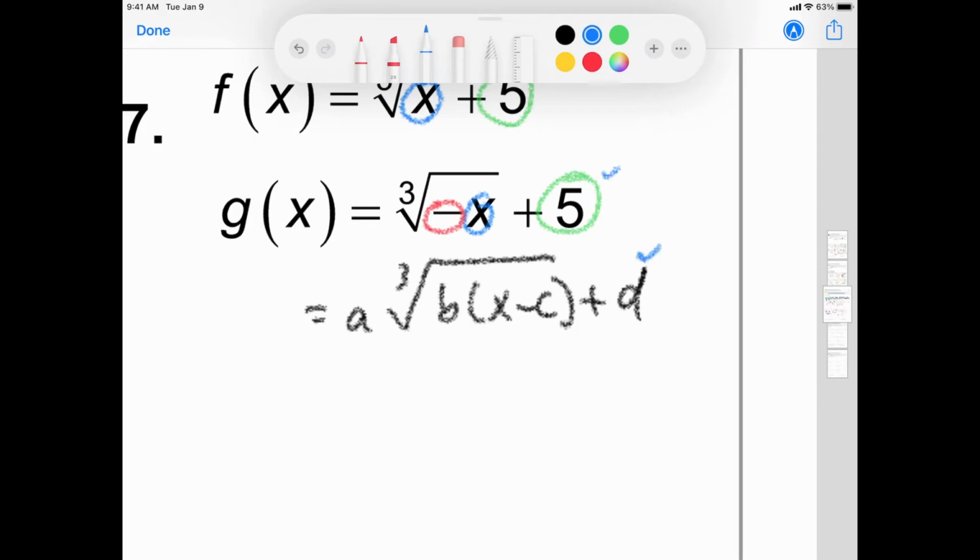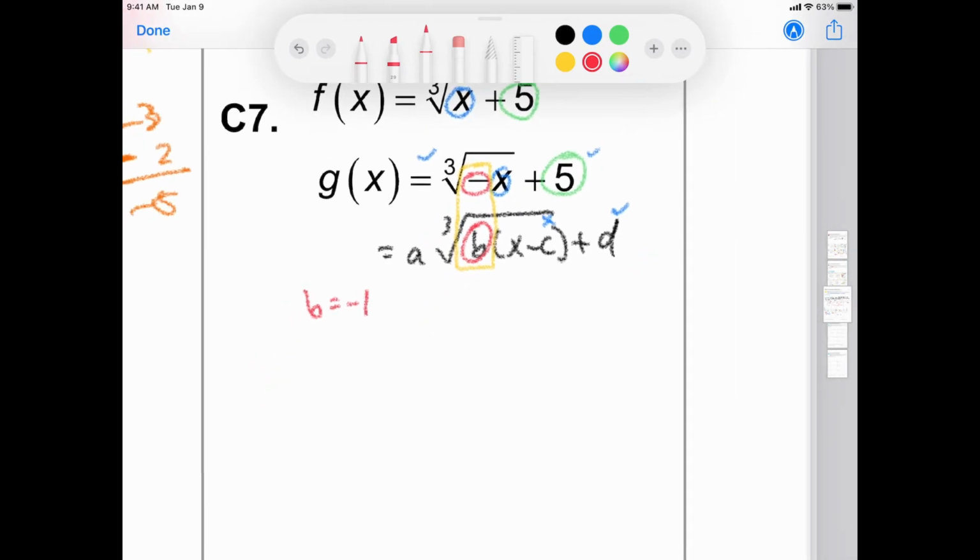So, there's your d value. This one has no c value. The a value is just 1 because there's no number out there. And then our b value is -1. Do you see how that's to the left of the x there? Let's write that. B equals -1.